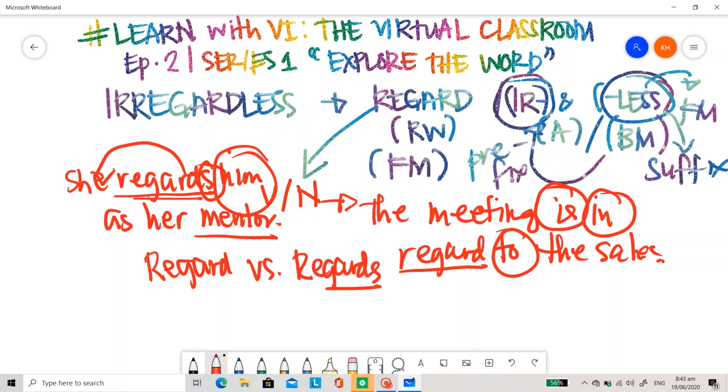Okay, now I've settled this already. Regard, you can use it whenever you want to mean that it is a verb or it is a noun. And I've shown you how in a very simple, straightforward way. Now let's talk about and focus on the word regards.